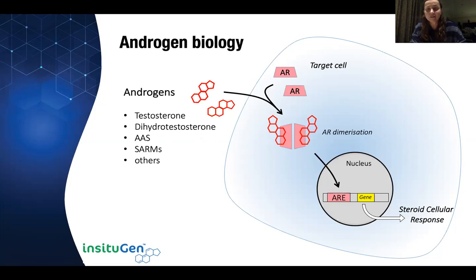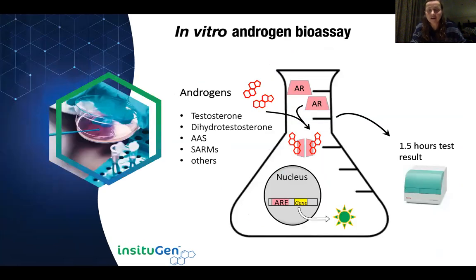In the lab, we've mimicked this biological pathway and developed an in vitro androgen bioassay. But what we've done is take that biology that's inside the cell and take it out of the cell, so no cell biology is needed. Instead, this whole assay can be done in a 96-well plate.